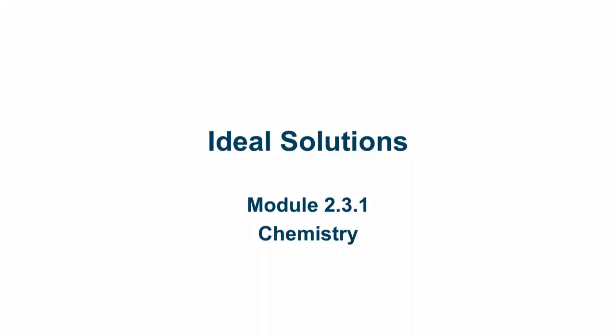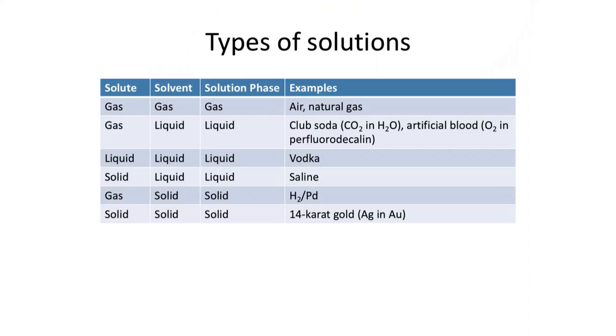All right, let's talk a little bit about ideal solutions and what exactly that means. So in chemistry, there are different kinds of solutions. A solution is really nothing more than two things that are mixed together in a homogeneous fashion so that everything is evenly distributed between everything else.